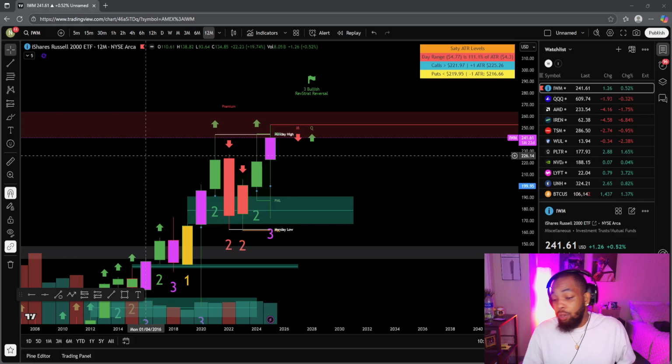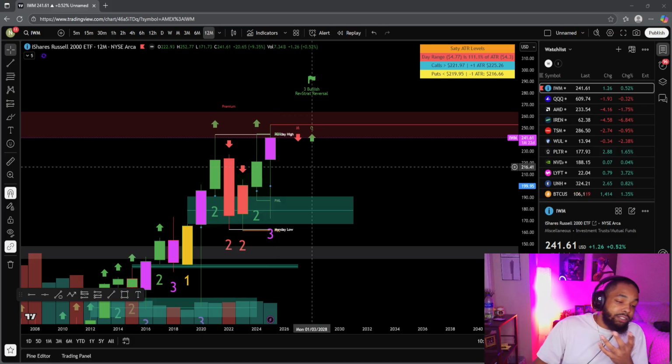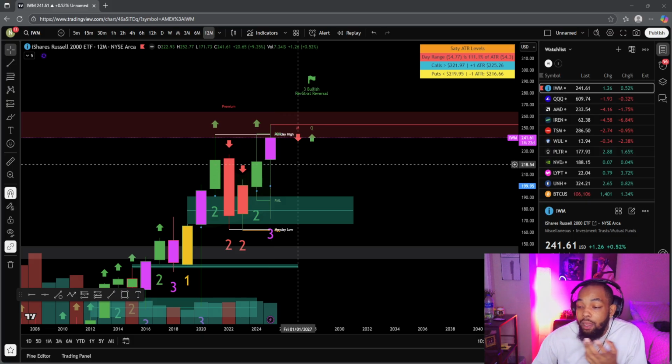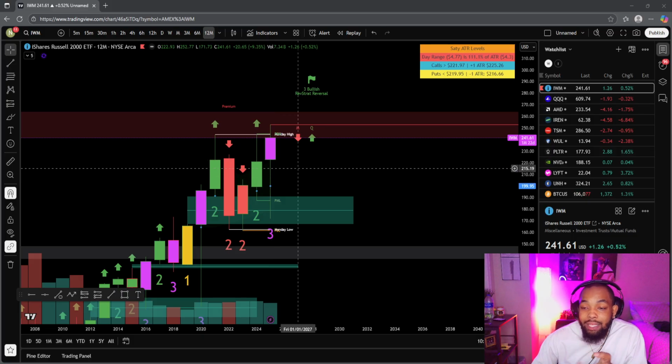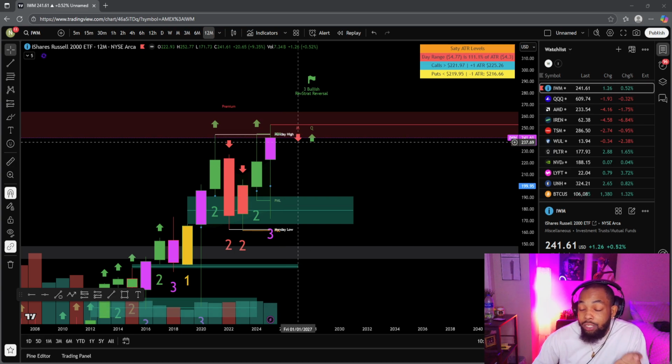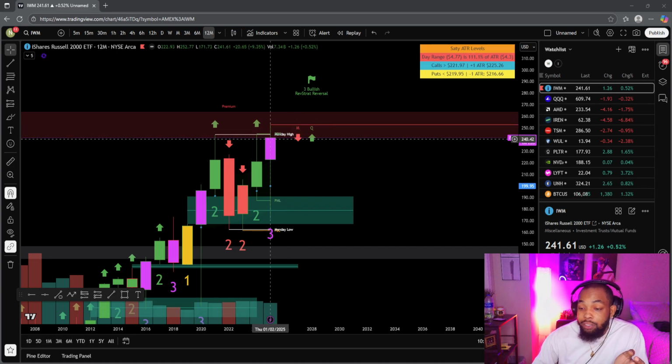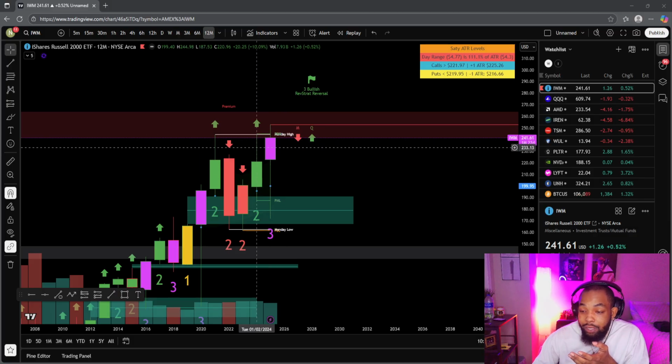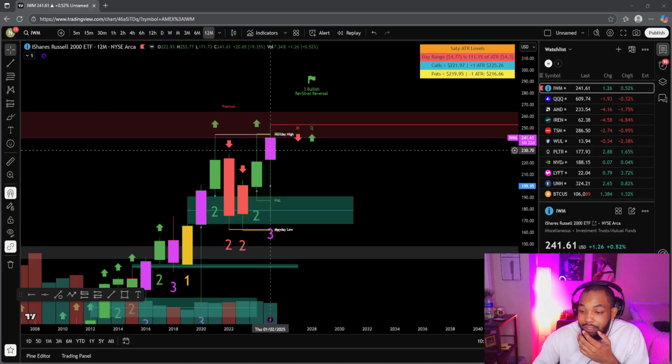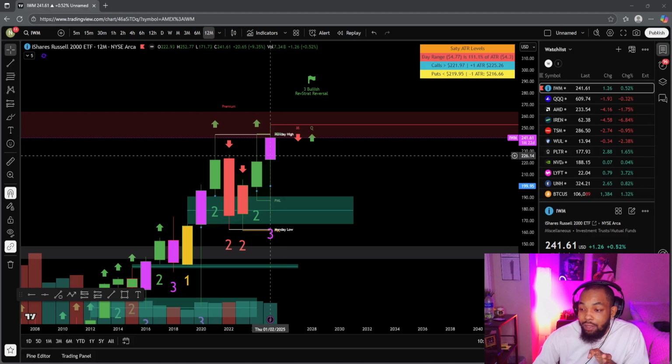So, boom. IWM is a ticker that I trade on a daily, right? And right now we're looking at its yearly chart. I'm on the yearly time frame, the 12-month time frame. So this purple candlestick right here is this year's price action. Basically, this is showing what this year has been.